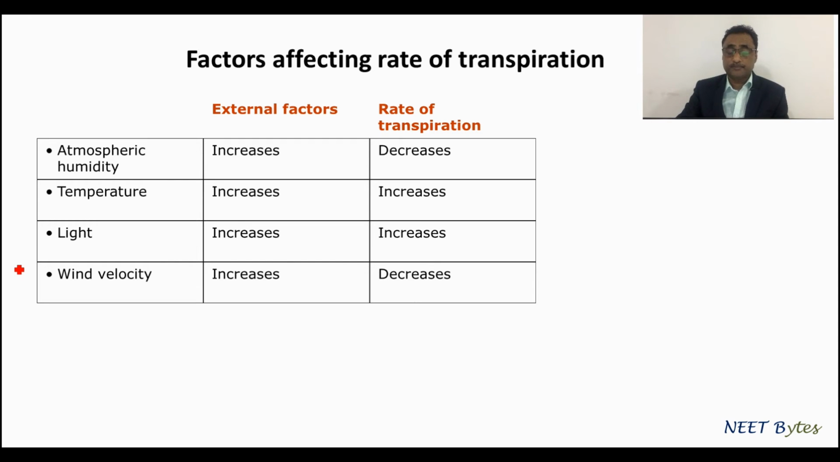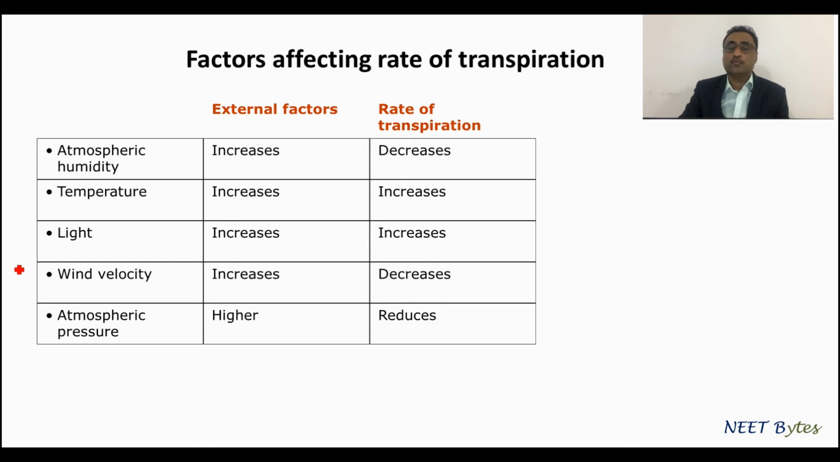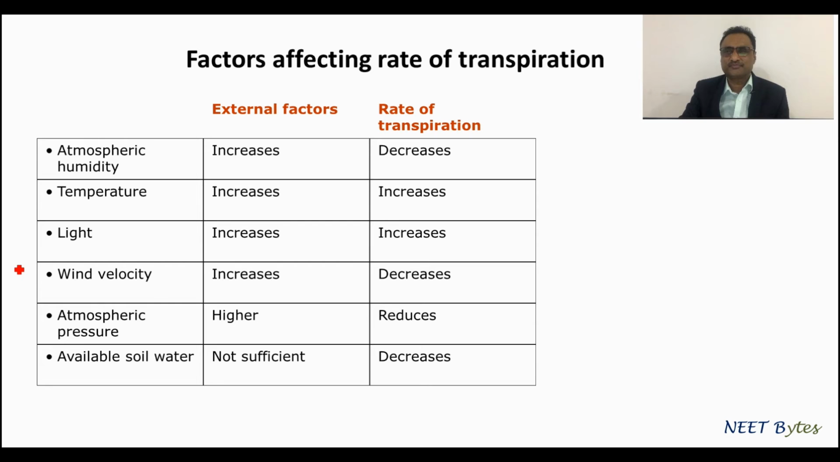Atmospheric pressure: higher the pressure, lower the rate of transpiration. So that is the simple relation between the rate of transpiration and the atmospheric pressure. And availability of water, it's very clear that if the availability of water is less, the rate of transpiration is less, because eventually it is the water from the soil that is being transpired by the plant. Right? So this is all about the factors affecting transpiration.